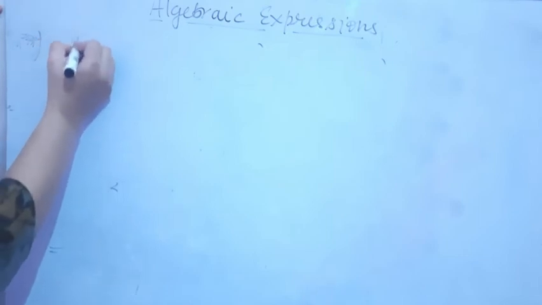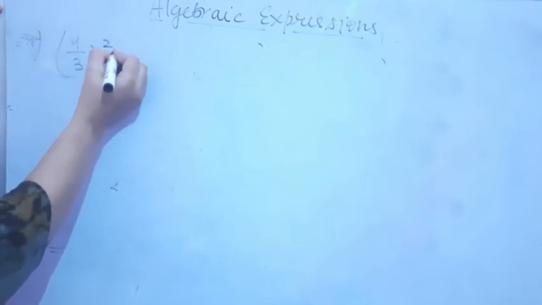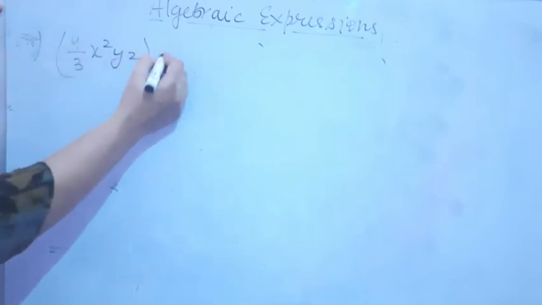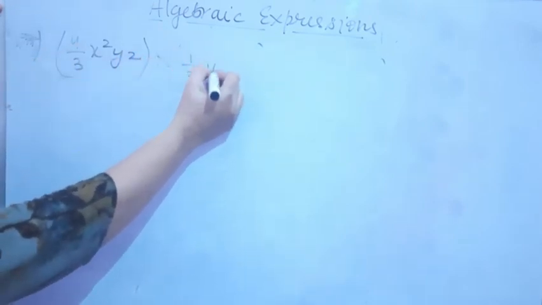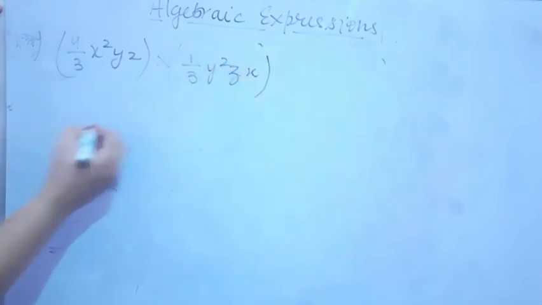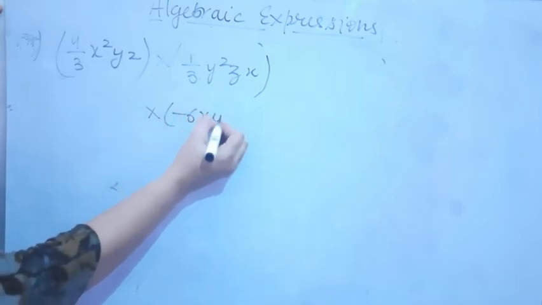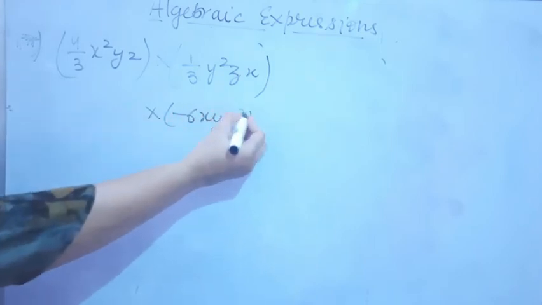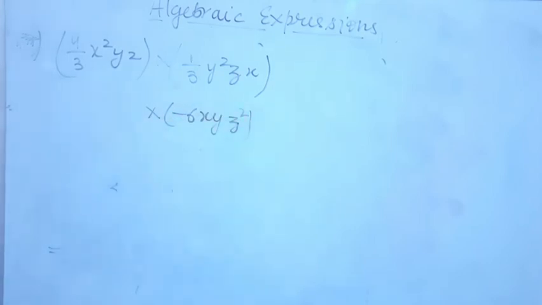Okay, so question number 17 is 4 upon 3 x square y z multiplied by 1 by 3 y square z x multiplied by minus 6 x y z square. So we have to multiply these three algebraic expressions.